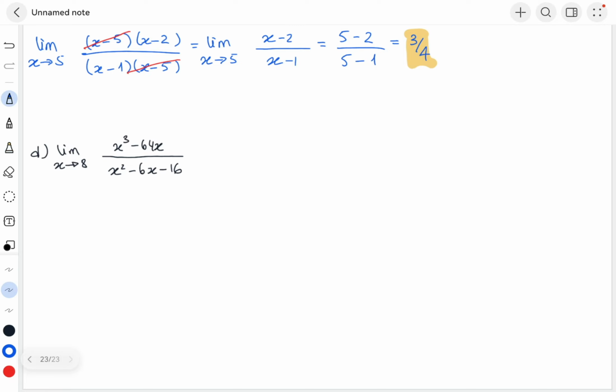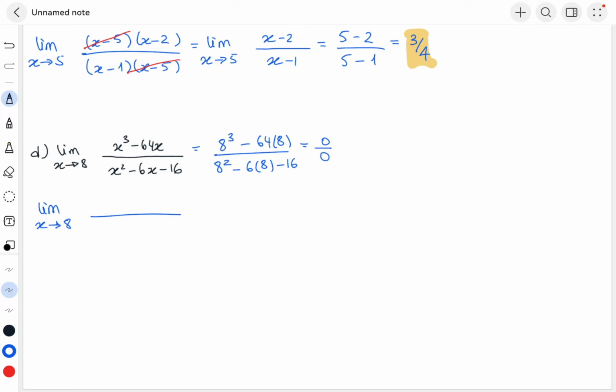Now, for the last one, if we replace directly, we'll have 8 cubed minus 64 into 8 over 8 squared minus 6 into 8 minus 16, which will result in 0 over 0. Of course, we can factorize. Now, to factorize, let's look at the numerator first.